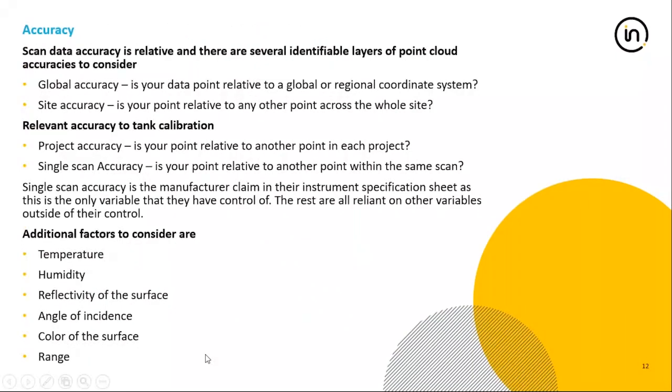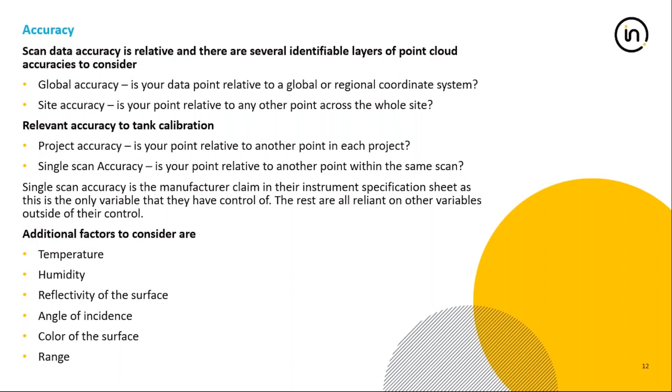And that leads us to talk about accuracy. There are two types of accuracy that you have to identify within these types of procedures: one is global accuracy and the other is site accuracy. The global accuracy is how good your data points are, or how much accuracy they have, related to your coordinate system, that is your base point.